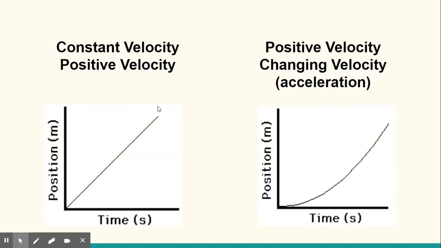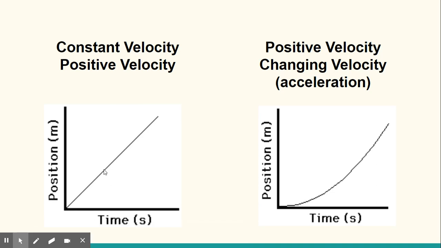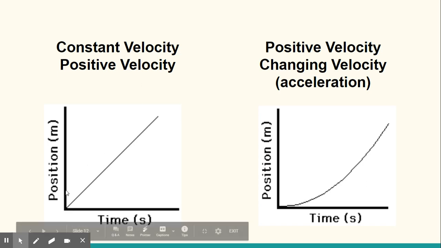So we would graph the first one because it's changing the same amount of position in the same amount of time. This would be a constant velocity, and it's a positive velocity because it's increasing its position. It's changing in the positive direction.